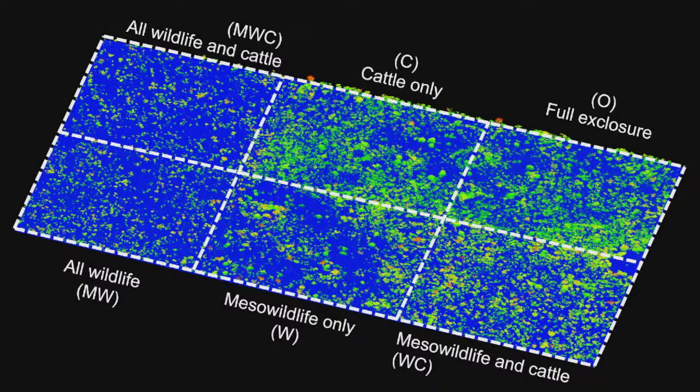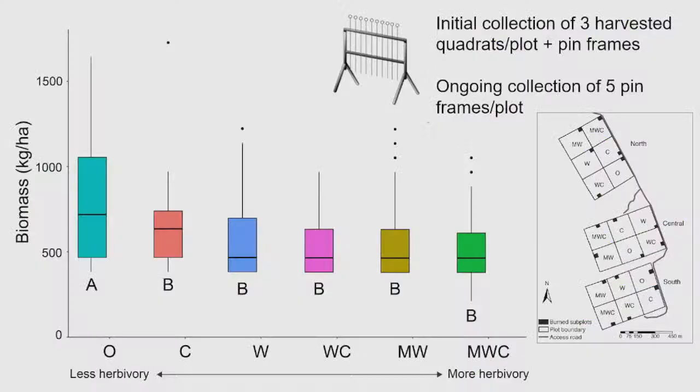So the big comparison here is a full exposure plot compared to this one here, where you have all wildlife accessing the plot plus cattle. And you can see quite strong differences there in tree cover. So the way that data has historically been collected in CLE is using this point intercept method.